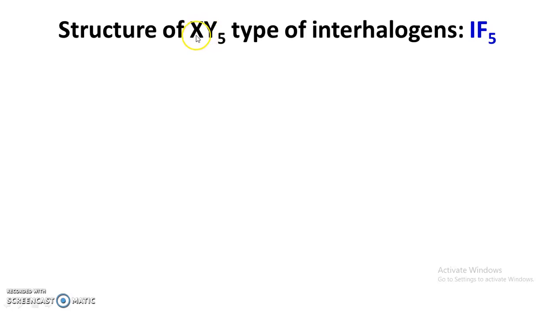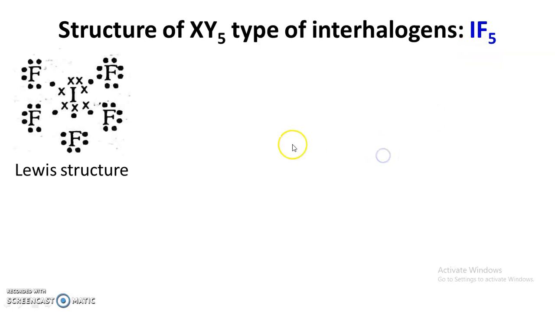Then next is the XY5 type of interhalogen. An example is iodine pentafluoride. Again, this is the Lewis structure. Iodine is attached to 5 fluorine atoms. This is the Lewis structure.